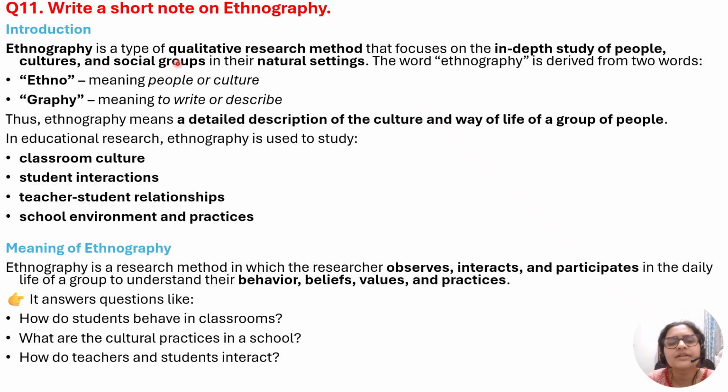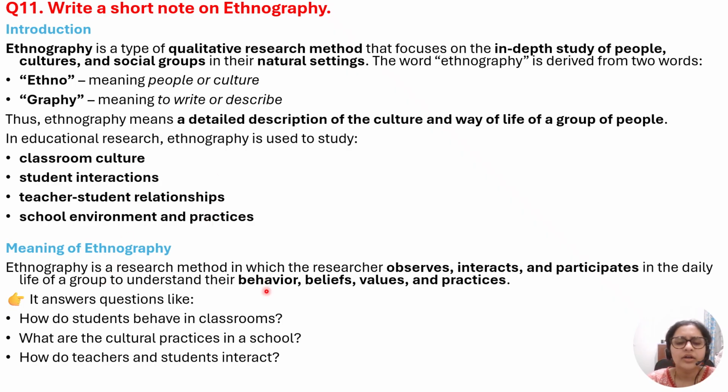Ethnography is a type of qualitative research method that focuses on in-depth study of people, cultures, and social groups in their natural settings. Ethnography is derived from two words, ethno and graphy. Ethno means people or culture. Graphy means write or describe. Ethnography is a detailed description of the culture and the way of life of a group of people. In an educational setting, it is used to study classroom culture, student interaction, teacher-student relationships, school environment, and practices.